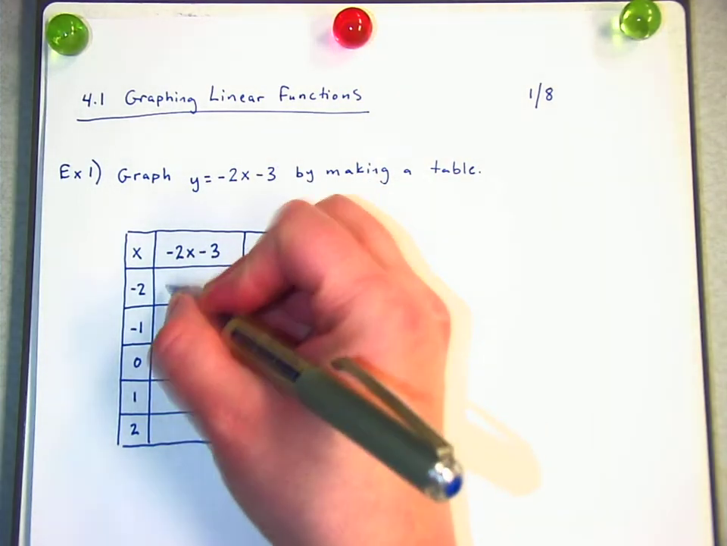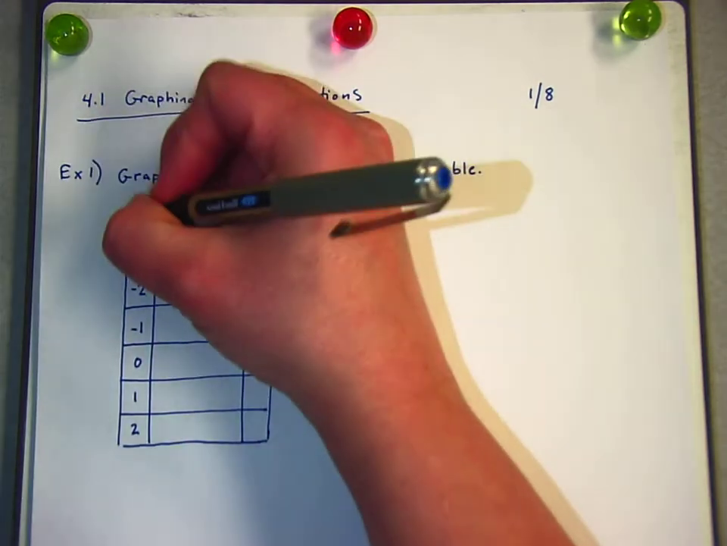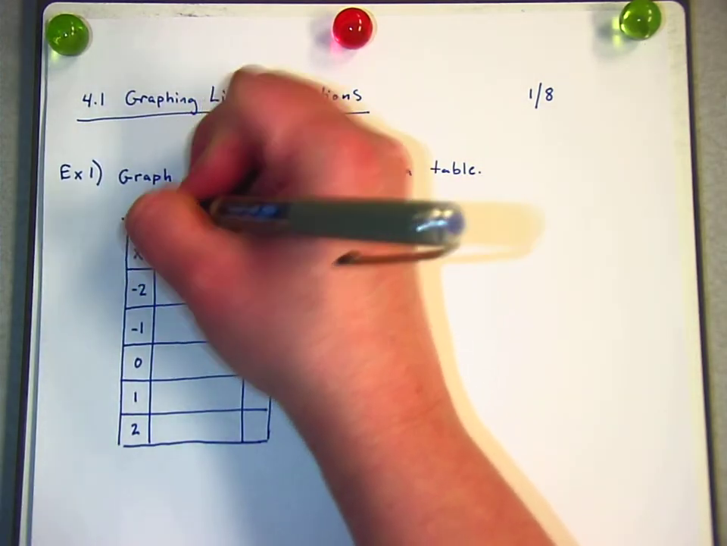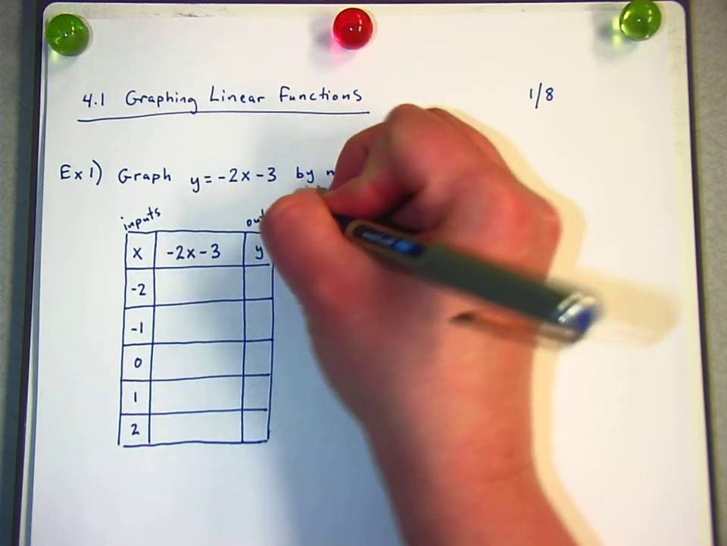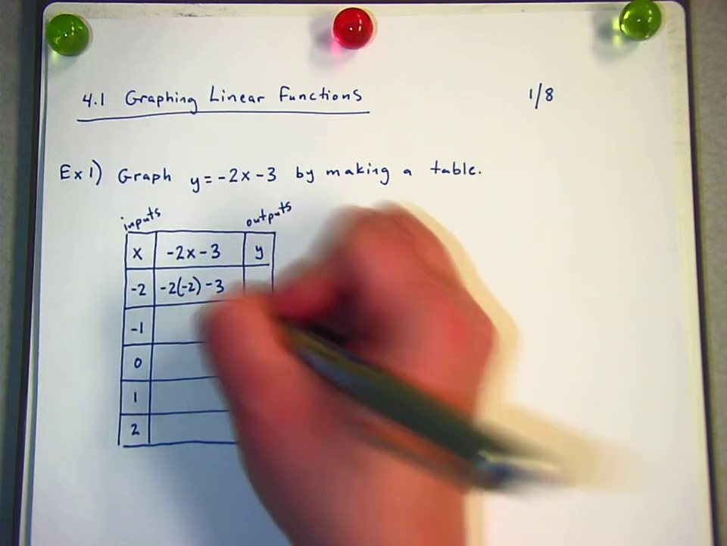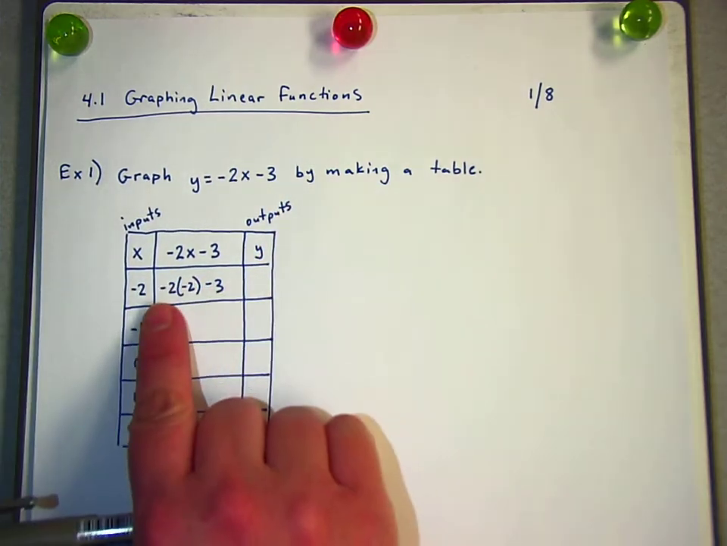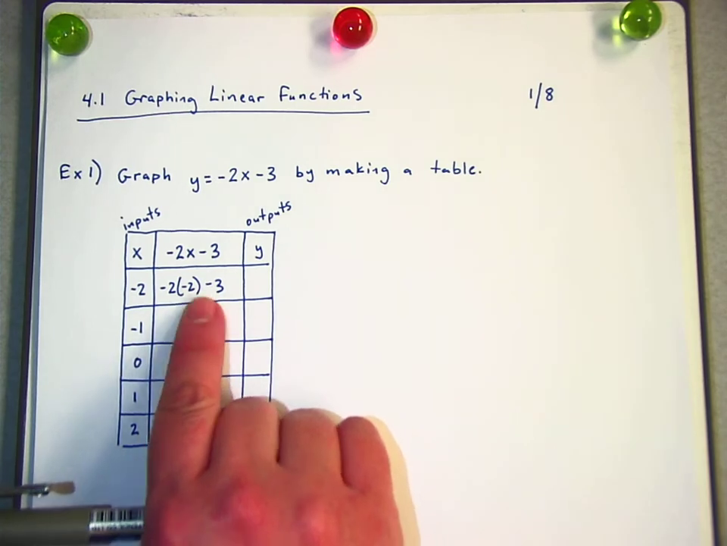Okay, for the next part, you're going to start plugging in your inputs. So these are the inputs, and these are the outputs. And you're going to plug in the inputs to see what the output would be. So -2 times -2 is 4, and 4 minus 3 is 1.